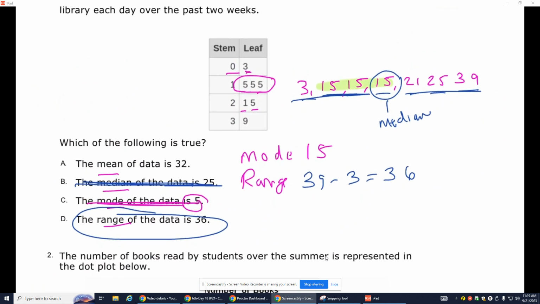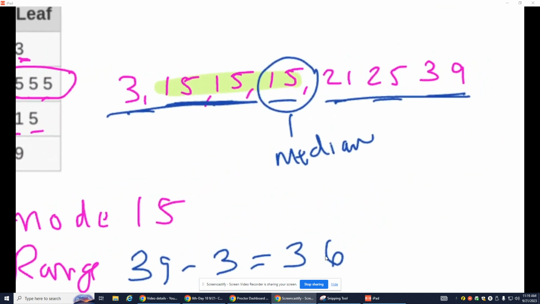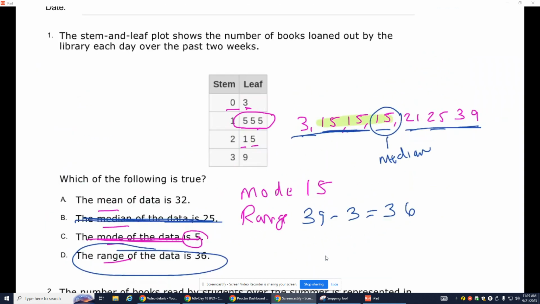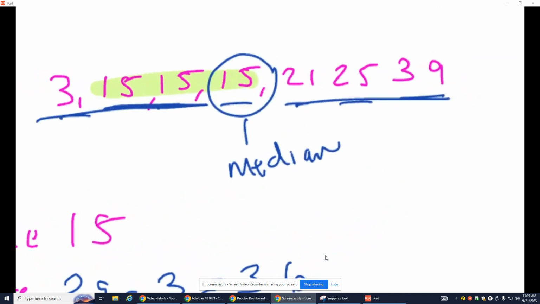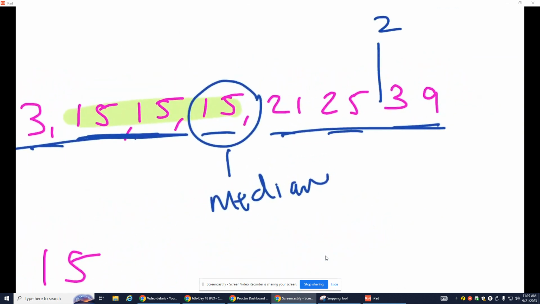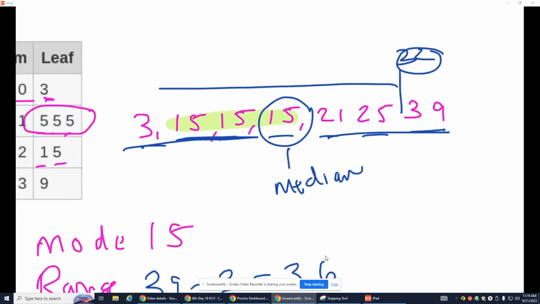And then they say the mean is 32. Remember, to find the mean, we would add up all the values and we would divide by how many values there are. So in this case, we divide by 7. But remember, we talked about, let's just look at our values to get an idea of what our mean would be. Here it's saying that the mean is 32. So 32 would fall right here. That would be the value 32.